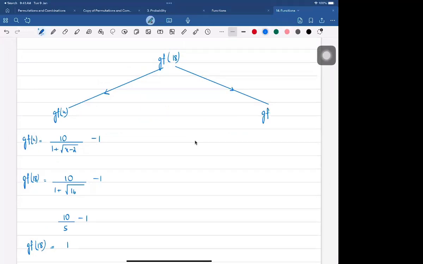Sir, can I? Yeah, go ahead. Sir, first of all, we will find f of 18 and then we will plug the answer in g of x. That is correct.